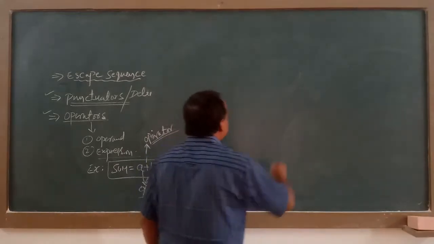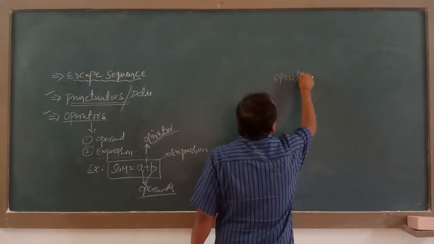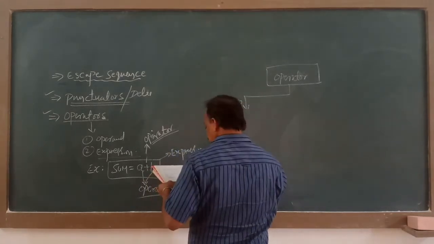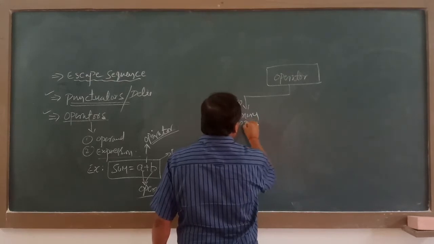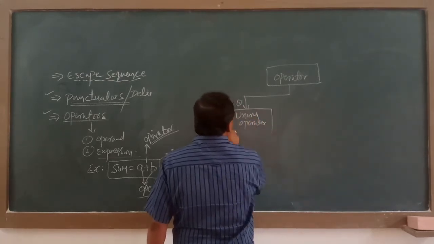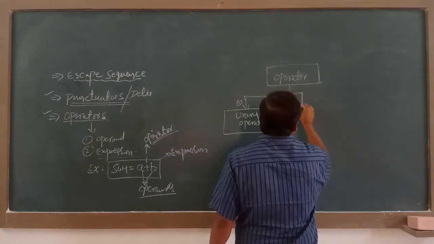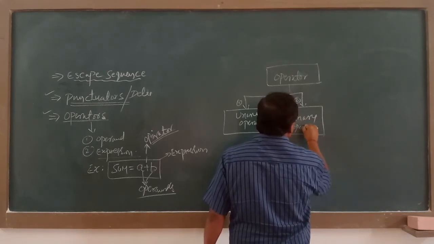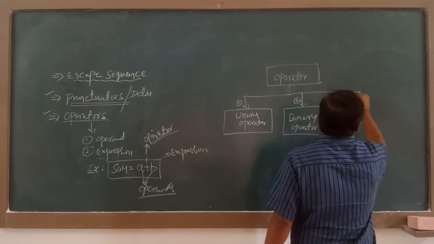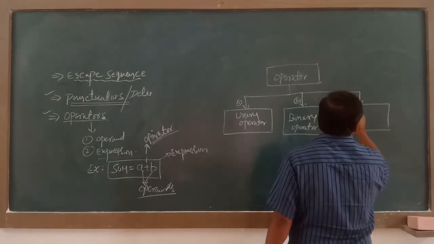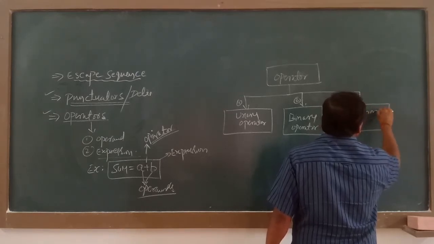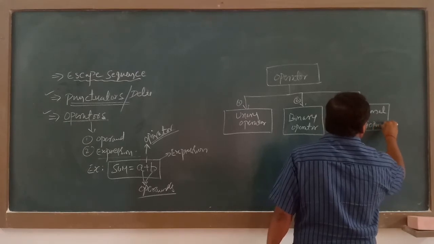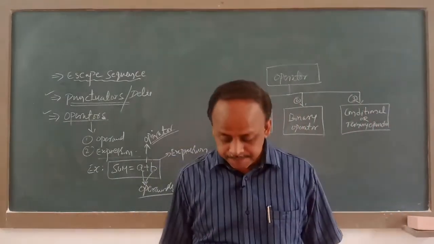See here, this is the structure of operators. First one is called unary operator, the second one is called binary operator, and the third one is called conditional or ternary operator, right? Conditional or ternary operator.